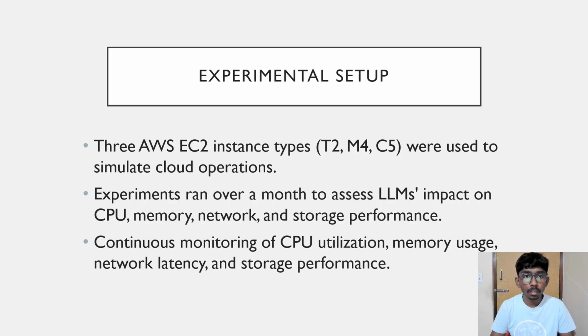Experimental setup. Three AWS EC2 instance types, T2, M4 and C5, are used to simulate cloud operations. Like these are the versions of the cloud service provided by AWS. Each one defines how much storage and how many requests per minute can be handled, and whether it is scalable vertically or horizontally. Those are defined by T2, M4, and C5. They were used to simulate cloud operations.